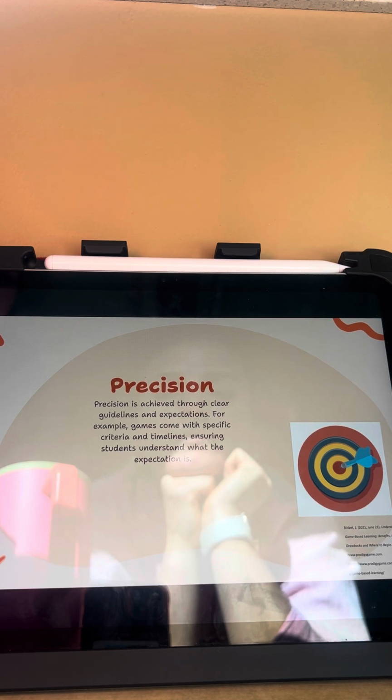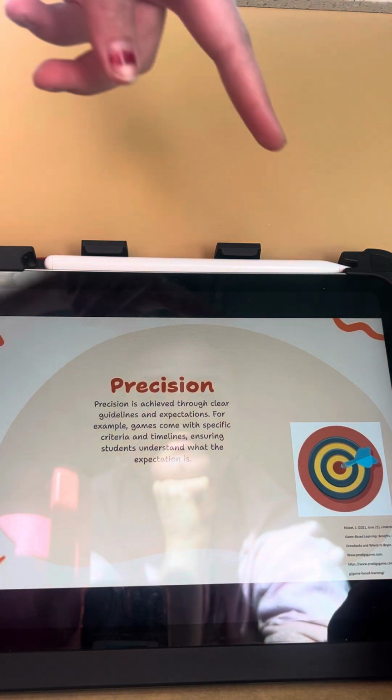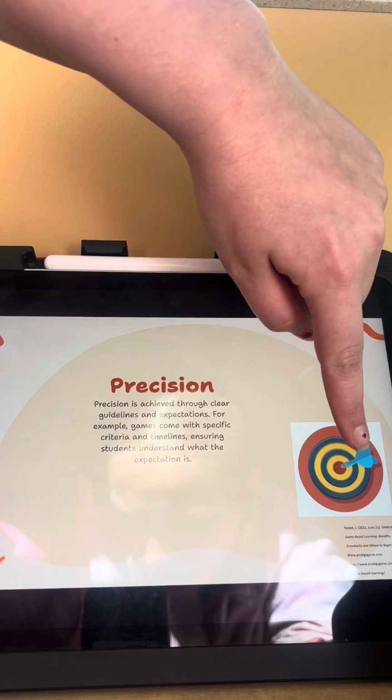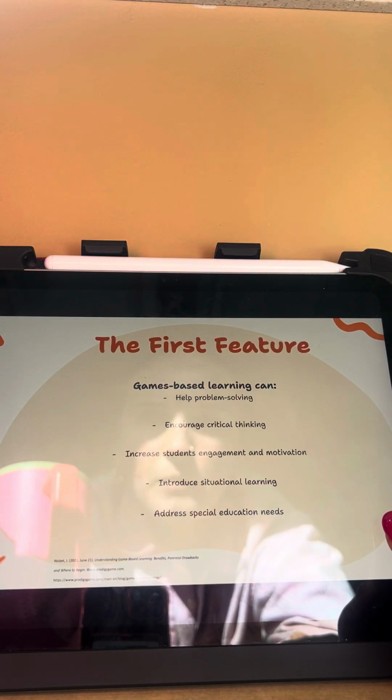And then for precision is advanced. Precision is achieved through clear guidelines and expectations. For example, games come with specific criteria and timelines, ensuring that students understand what the expectation is, which is why we have an on-target mark with a dart.